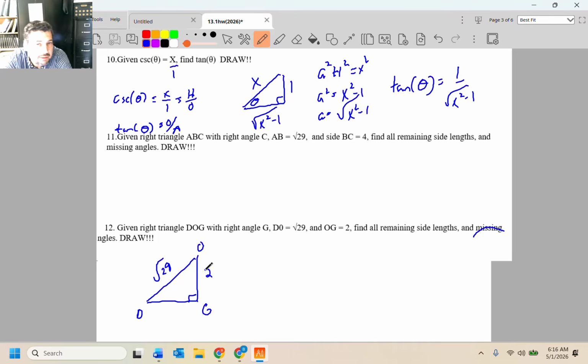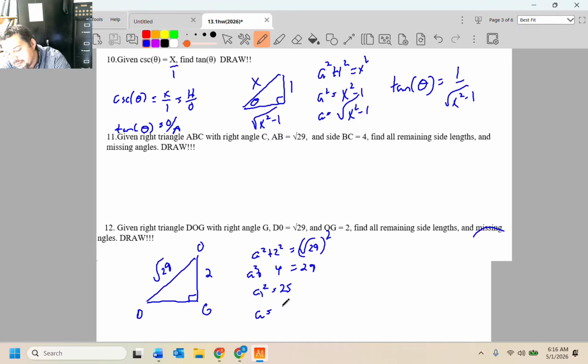So I wouldn't have talked about this in class, so this is to build up for another day. All right, so we're supposed to find some missing sides and angles. Now here we are missing side a. A squared plus 2 squared is root 29 squared. If you square a square root, you get the number inside. We've been there, done that, got the t-shirt. I'm going to take away 4 from 29 and get 25, which means side a must be 5.